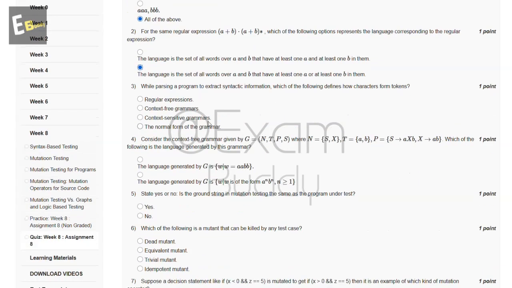Now the third question is, while parsing a program to extract syntactic information, which of the following defines how characters form tokens? So these are the options, and the answer to our third question is A, regular expressions.